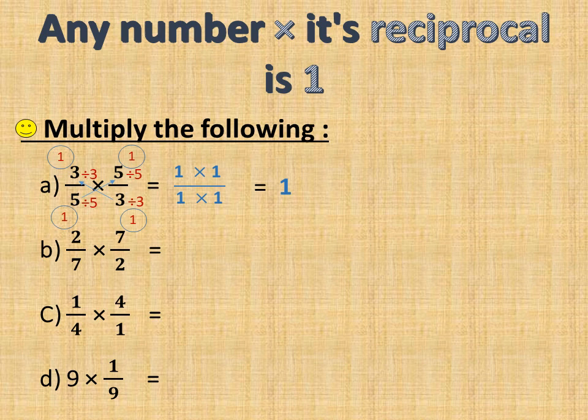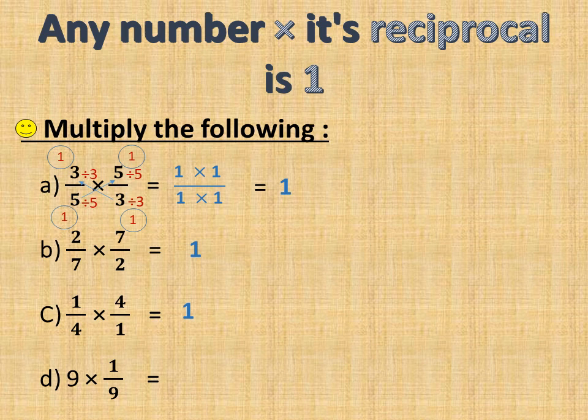So, here is the number times its reciprocal equals 1. So any number times its reciprocal will be 1. Letter B, 2 over 7 times 7 over 2. 2 over 7 is a fraction. 7 over 2, its reciprocal. And as we said before, any number times its reciprocal equals 1.